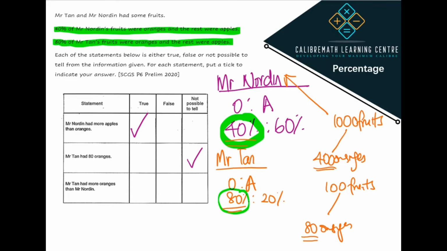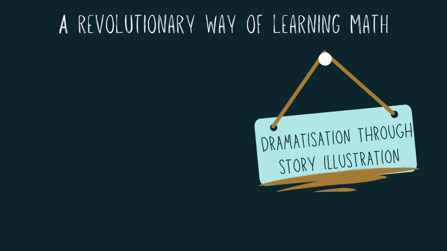And so for the last statement, which states that Mr. Tan has more oranges than Mr. Nordin, it will not be possible for us to tell because we do not know how many fruits Mr. Nordin started with and how many fruits Mr. Tan started with. So in this case, by looking at the percentage, it is not sufficient to help us make the conclusion that Mr. Tan has more oranges than Mr. Nordin. So that's why for the third statement, it is not possible to tell.